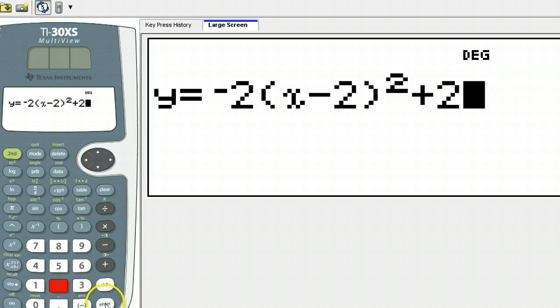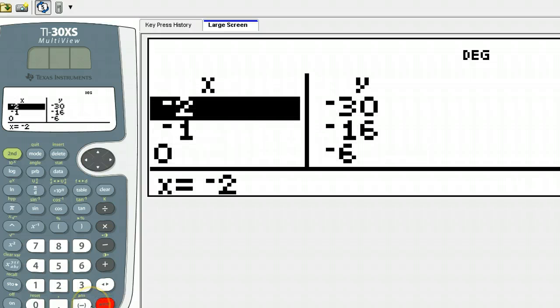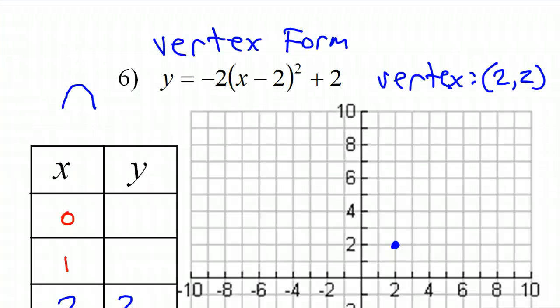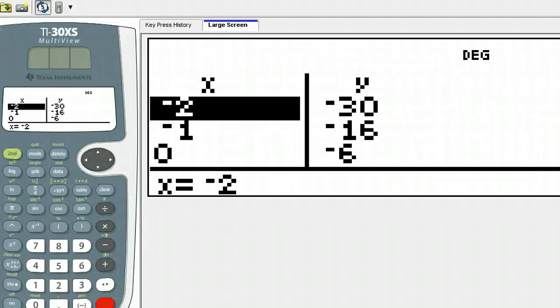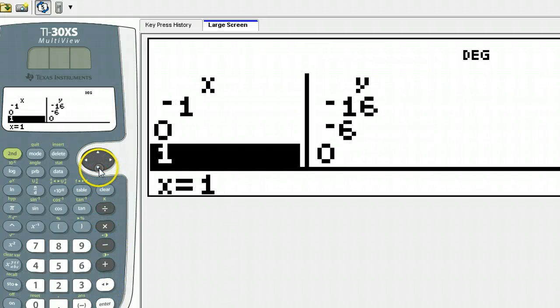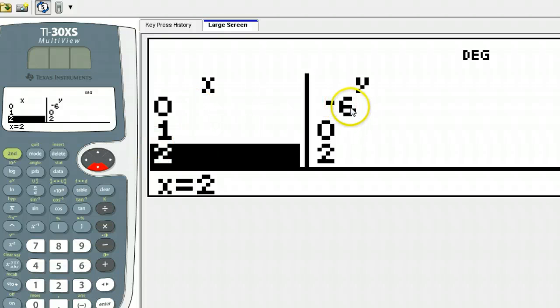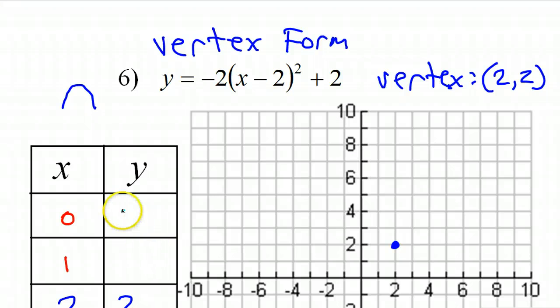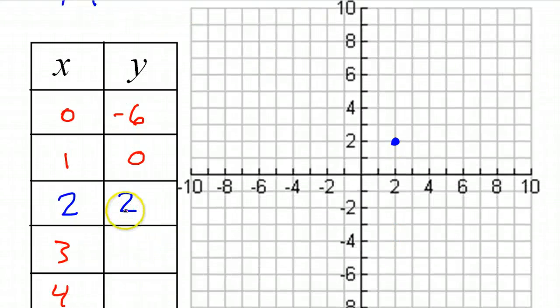Hitting enter about 5 times will get you to the table. 1, 2, 3, 4, 5. Now, the x values are at 0, so I'm going to scroll till 0 is at the top. Okay, so my y values are -6, 0, and 2. So -6, 0, and 2. We knew that would be 2, but it's nice to see it happening just as we planned.